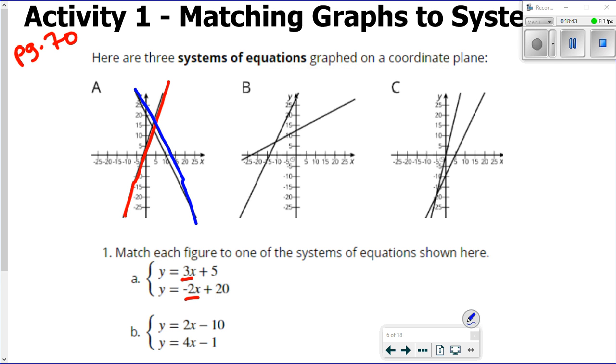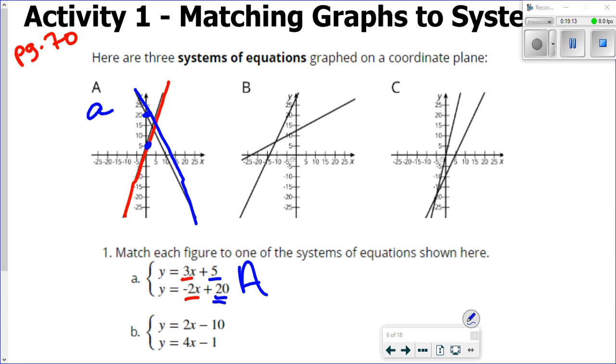I can also further confirm that graph A should match with system A by looking at our vertical intercepts, or our y-intercepts. This y-intercept is at 5 for my positive slope. Notice the y-intercept is at 5 for my positive slope. This y-intercept is at 20 for my negative slope, and notice the y-intercept is at 20 for our negative slope. So I can match A with A.